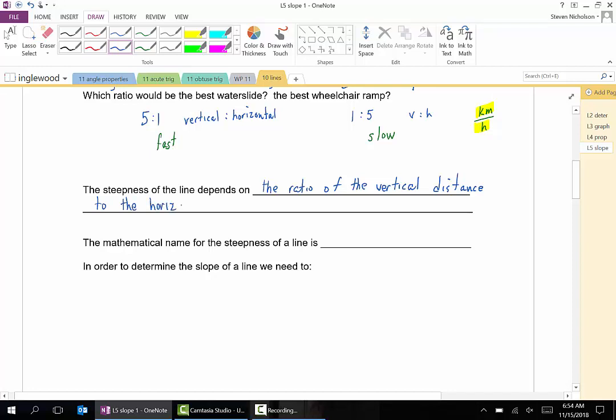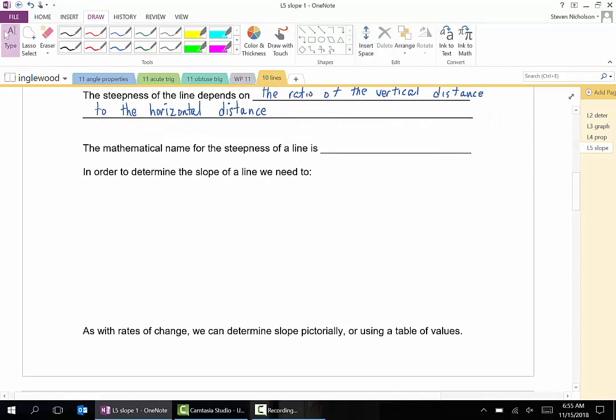And again, if you started with the least steep, that would be a nice wheelchair ramp. And then as you made the vertical and horizontal distances different, then it got steeper. So if you change one dimension, then the steepness changes. And there's a mathematical word for this, and the word is slope. So the slope of a line can be thought of as the steepness of a line. And really what we need to understand is, well, what makes the slope change? What makes the steepness of a line different?